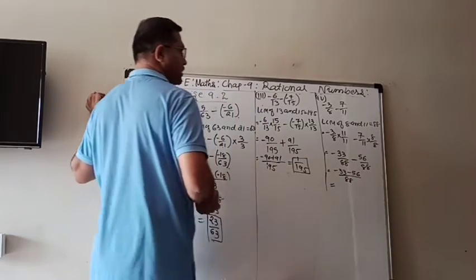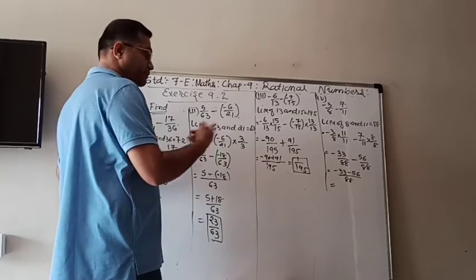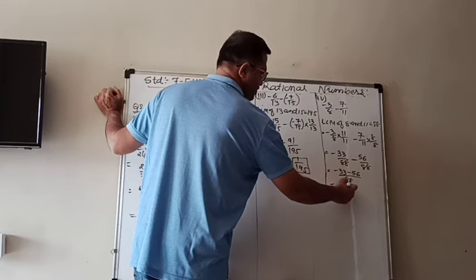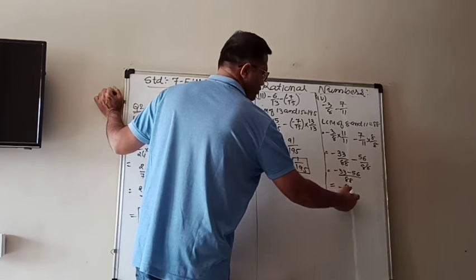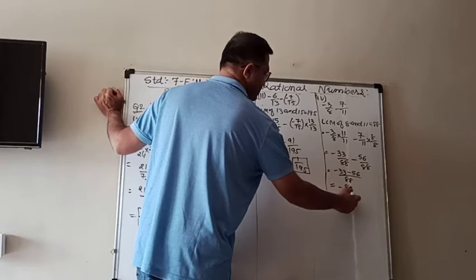Here we have to add them because both have a negative sign. So we add them and then put the negative sign. So 6 plus 3 is 9, 5 plus 3 is 8. So minus 89 upon 88.